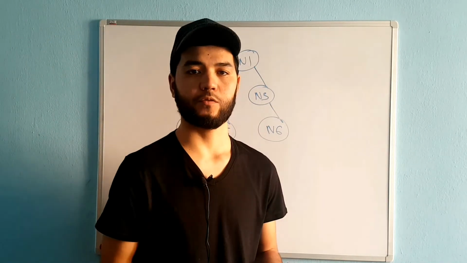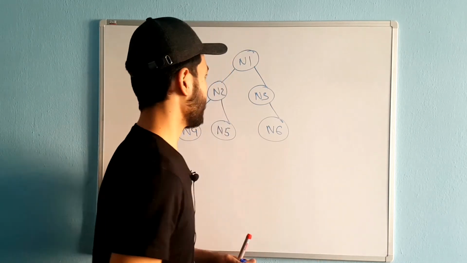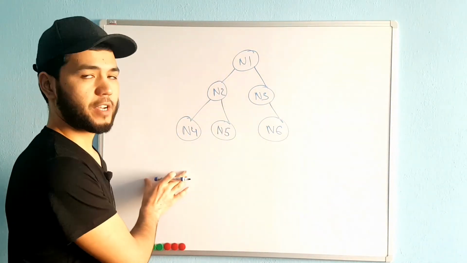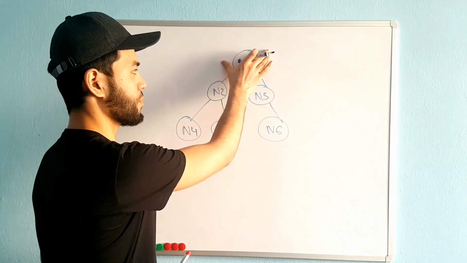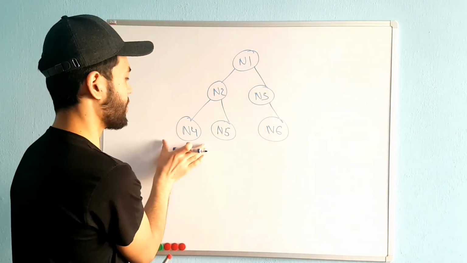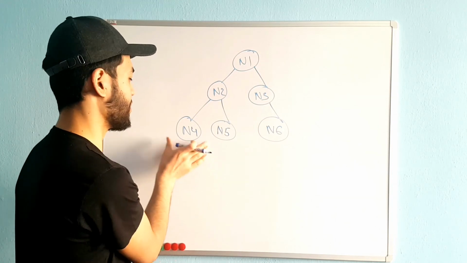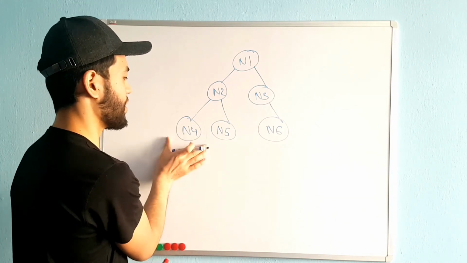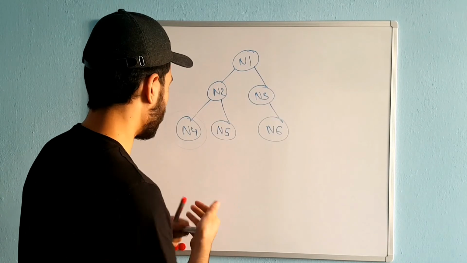Next type of traversal is the in-order traversal. In in-order traversal, we're gonna start from the left subtree, then go to the root, and then go to the right subtree. We'll start iterating from the left subtree, from the deepest node, which is this one.